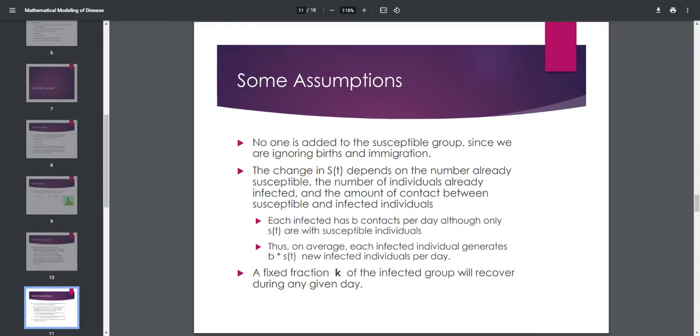So each infected person has B contacts per day, although only B times s(t) are with susceptible individuals. So on average, you get B times s of t new infections per day. And we also have a fraction K of the infected group that will recover during a given day. So, for example, if the average duration of the infection is 3 days, then on average, about 1/3 of the currently infected population recovers each day. Strictly speaking, what we mean by infected is really infectious. That is capable of spreading the disease to other people from the susceptible pool. A recovered person can still feel pretty miserable, and they might even die later from pneumonia. Hopefully not, but they definitely stay in the recovered population in the SIR.